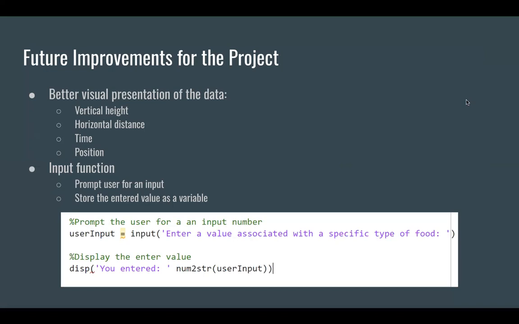With this improved visual representation, our MATLAB group could also input an input function. The input function would allow us to prompt the user for an input and store the entered value as a variable.